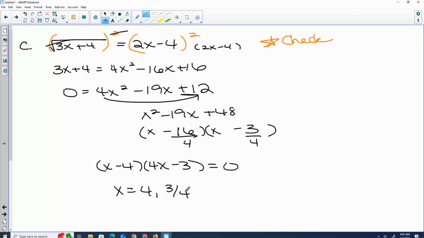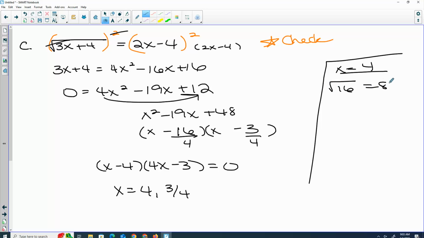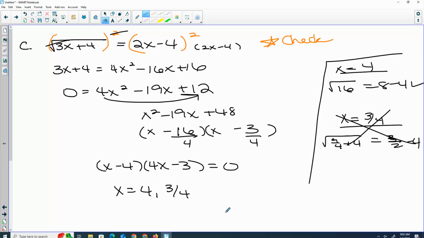positive 3/4. But when you check, you don't have to show me the work for checking. You can just do it on the calculator if you want, but you're putting it in. So if you put in a 4, you get the square root of 16 equals 8 minus 4, and that works. If you put in a 3/4 though, does that one check out? Because the side turns out to be negative. So that solution gets thrown out, and 4 is the only one that works.